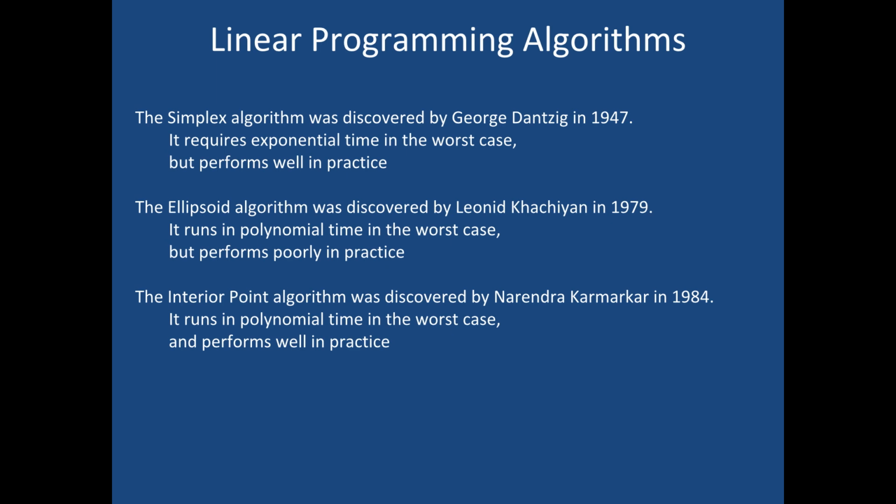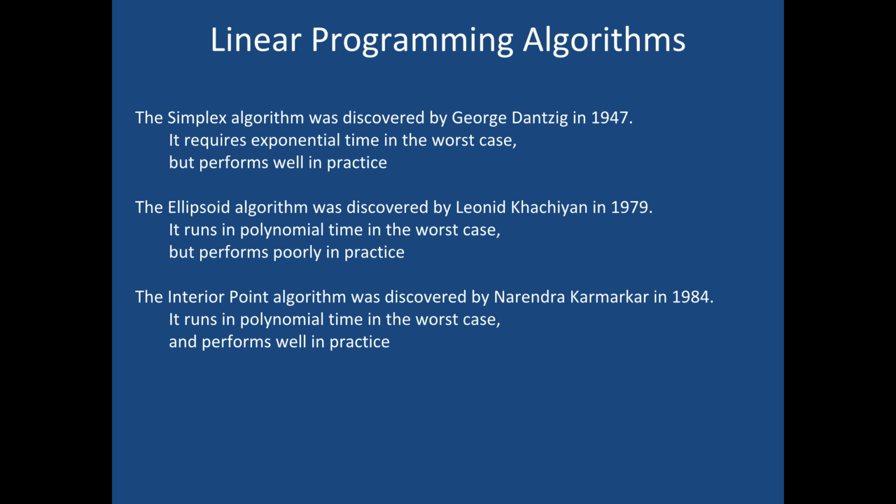In 1979, there was a Soviet scientist that discovered the ellipsoid algorithm. And it runs in polynomial time in the worst case, but it's bad in practice. So theoretically, it's an improvement over the simplex algorithm in that it doesn't require exponential time in the worst case. But it's not nearly as fast as simplex on average. So it's sort of like, you know, quicksort's twice as fast as merge sort, even though quicksort has a bad worst case.